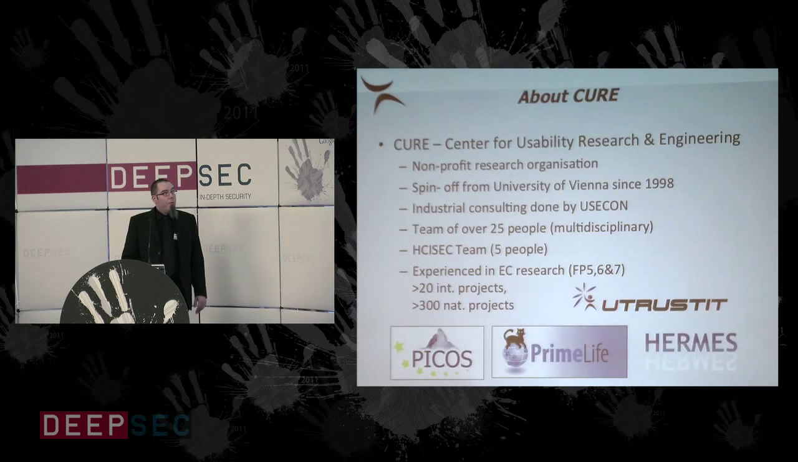Okay, CURE, the Center for Usability, Research and Engineering, where I come from, is a non-profit research organization. We're a spin-off of the University of Vienna since 1998. We have an industrial consulting partner called USCON. Internally, we are a team of over 25 people, but we are not technological people. So our team comes from cognitive psychology, social sciences, and so on. The HCI security team, human interaction and security, we are 5 people.